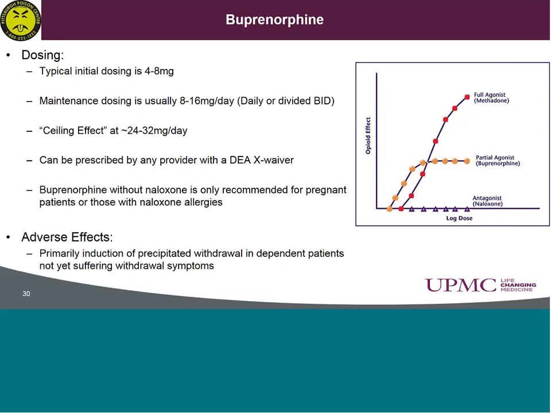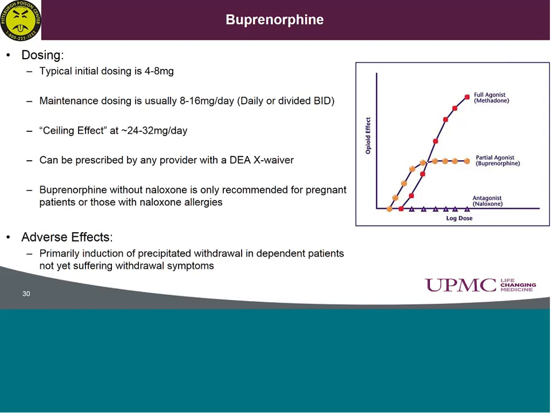You can be on higher doses if it's specifically being used for pain, but for opioid effect and OUD treatment, doses higher than that are not recommended. It can be prescribed by any provider who has a DEA X waiver, which requires 8 hours of training for a physician or 24 hours for an advanced practice provider. There are limitations in the number of patients you can prescribe to at a given time, depending on how long you've been doing it.